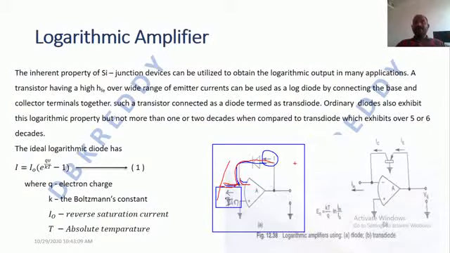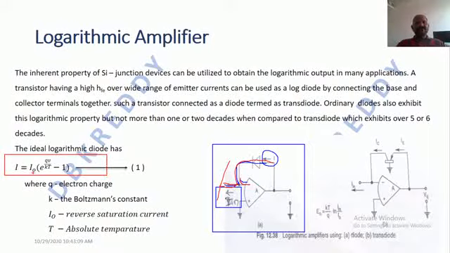But we know the formula for the current passing through the diode. I'm not here to derive all the things, but I'm taking the equation directly. What is the current equation for the current passing through the diode? For that, the equation is this one. This is what we call the diode equation.